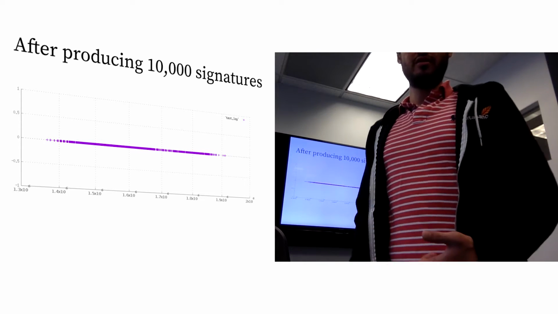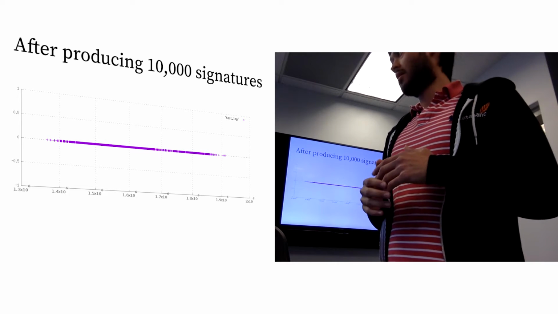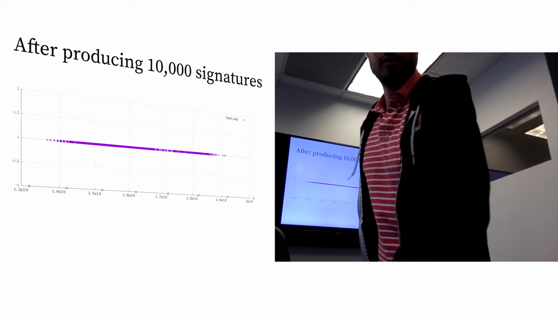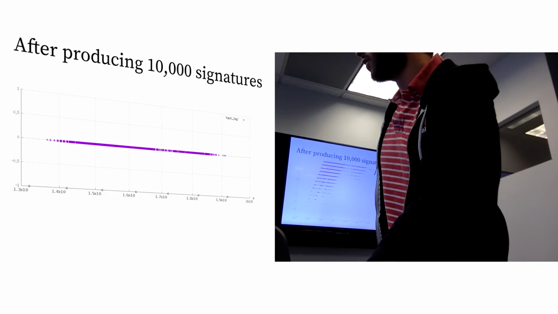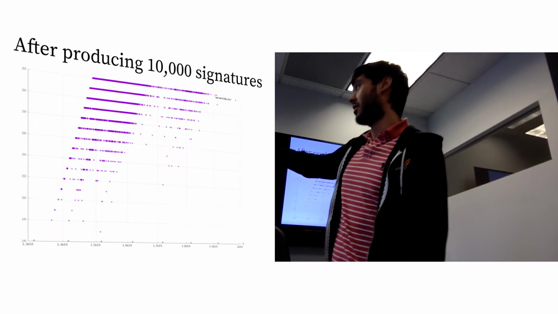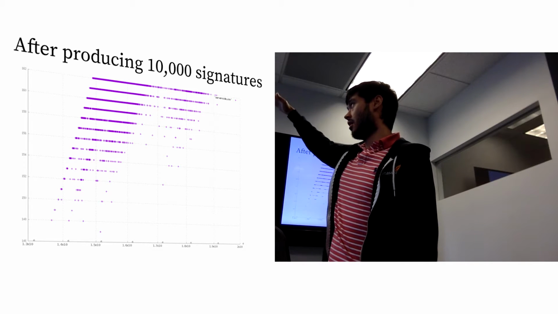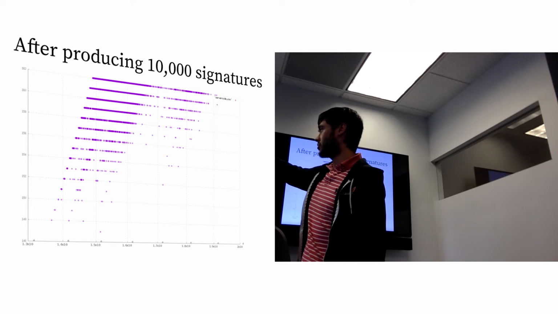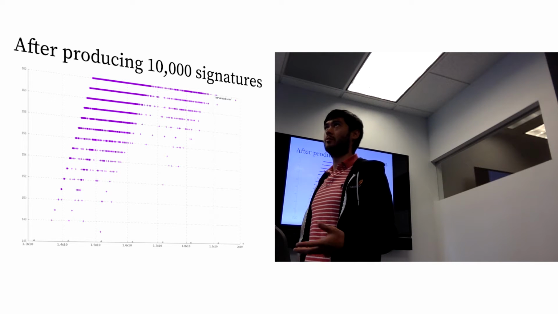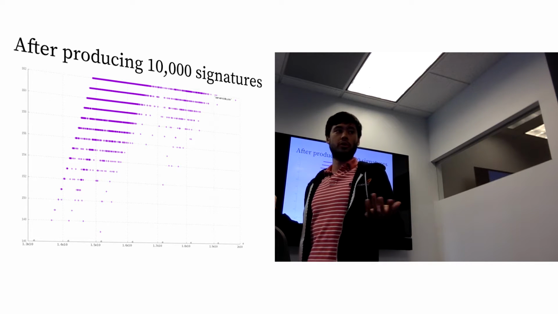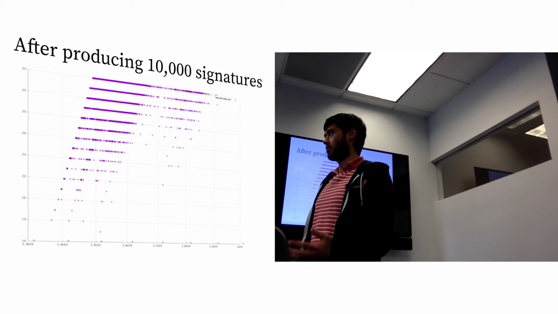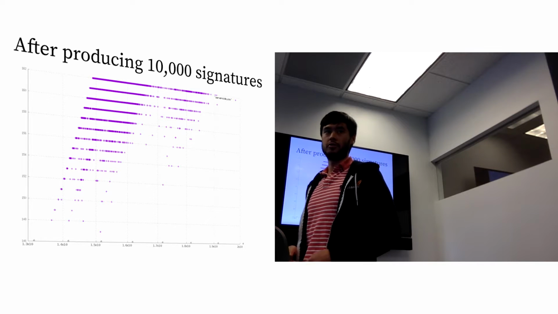I also modified OpenSSL to log the bit size of the nonces, so that I can sort all those points. This is the same graph, except that I sorted on the y-axis by bit size. On the top, you can see the signatures that were generated with longer ephemeral keys, and on the bottom part, you can see signatures that were generated by smaller nonces.